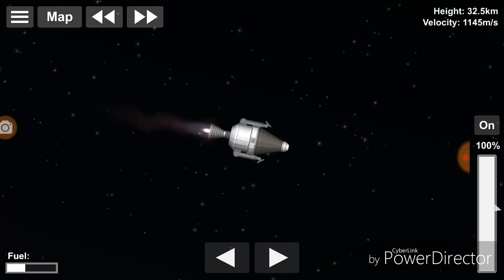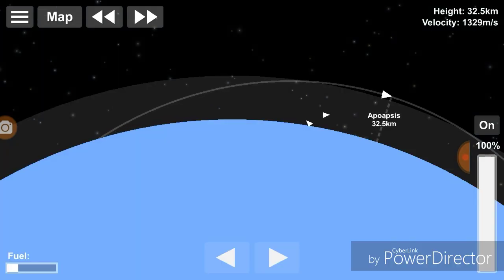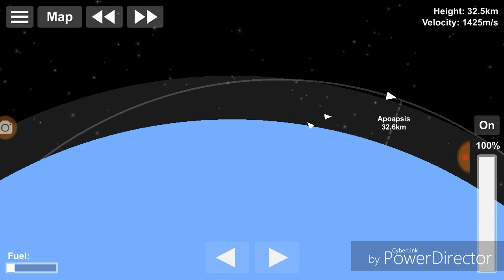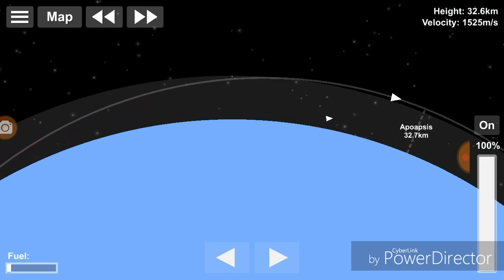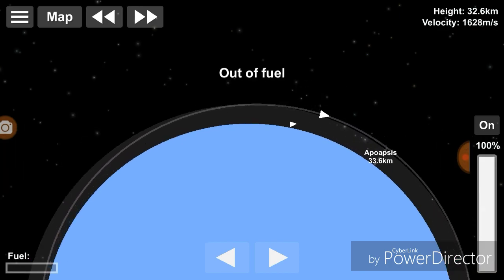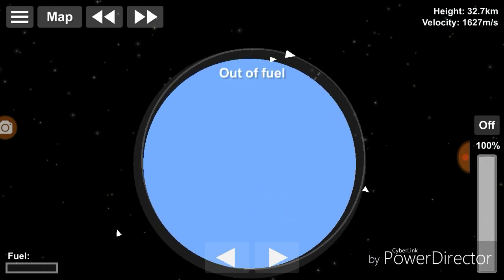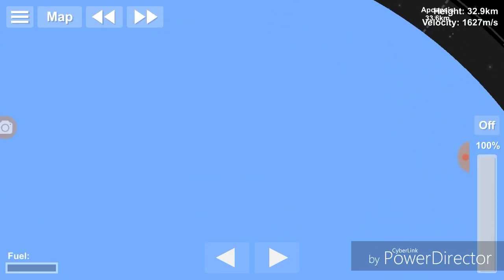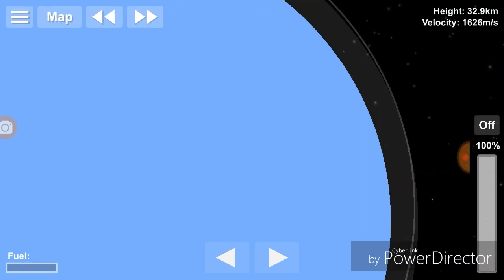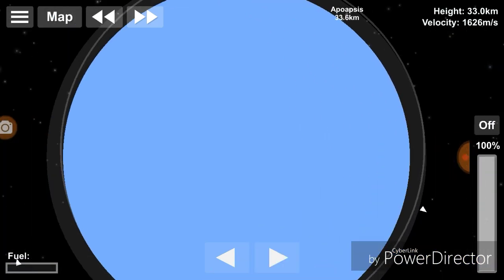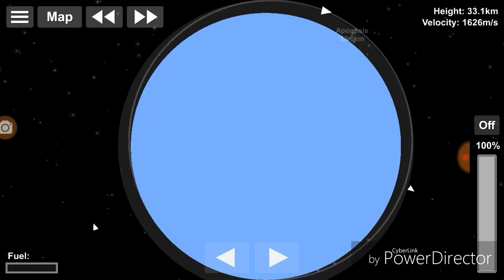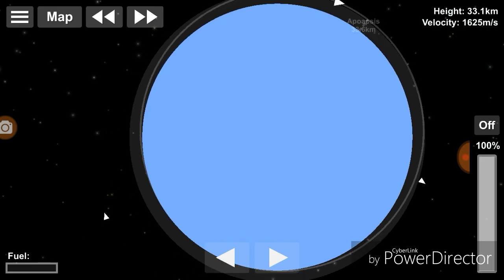Now, if you were to burn prograde at periapsis, you would raise your apoapsis. If you were to burn prograde at apoapsis, you would raise your periapsis, and vice versa. In this case, this rocket, with its small third stage, because the second stage died, does not have enough fuel to get into orbit. Therefore, it is still on a very, very large suborbital trajectory. And it's almost at orbital velocity, at nearly 1700 meters per second, or thereabouts.